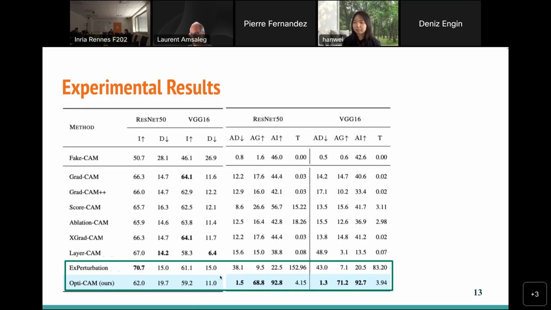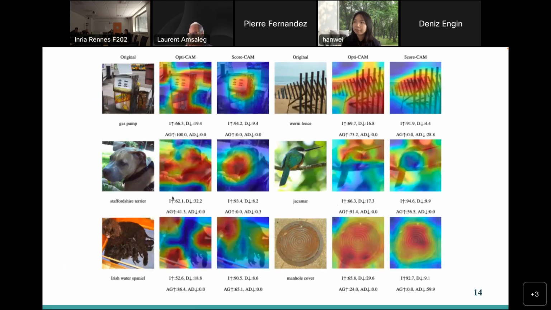But I don't think this means a failure of OptiCAM. I think it might be more a failure of insertion deletion. We investigated our worst cases in insertion deletion, and then compared them to Score-CAM. So for instance, for our method, we have a much lower insertion deletion score than Score-CAM in these images, but a much higher score in average gain and average drop.